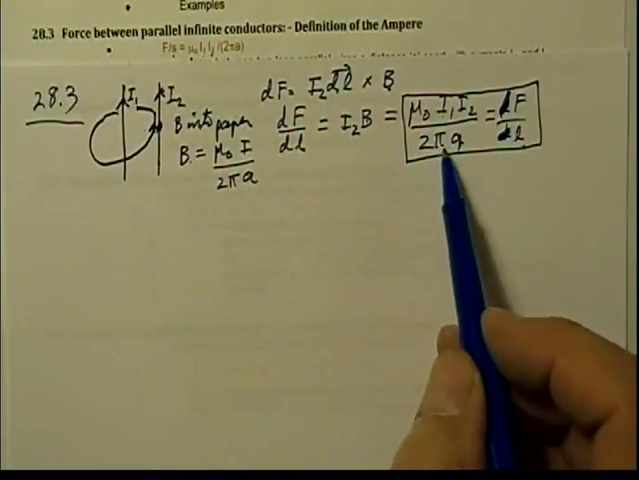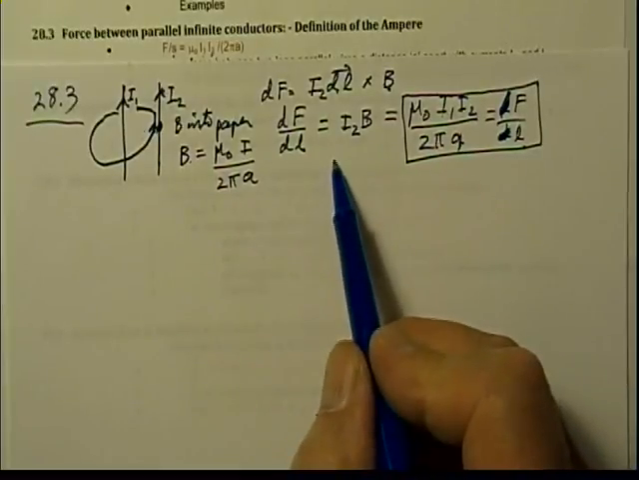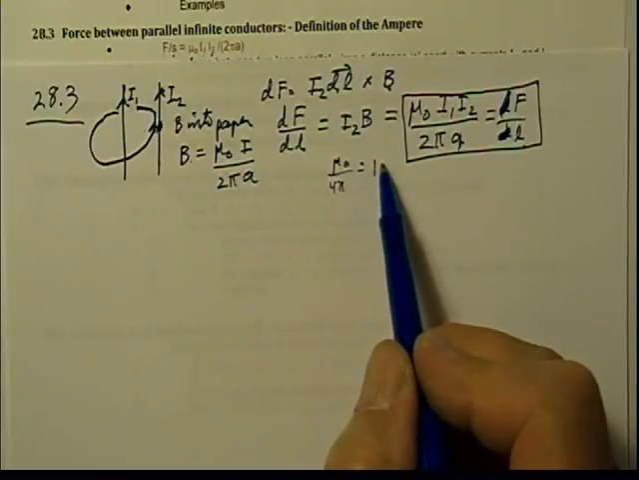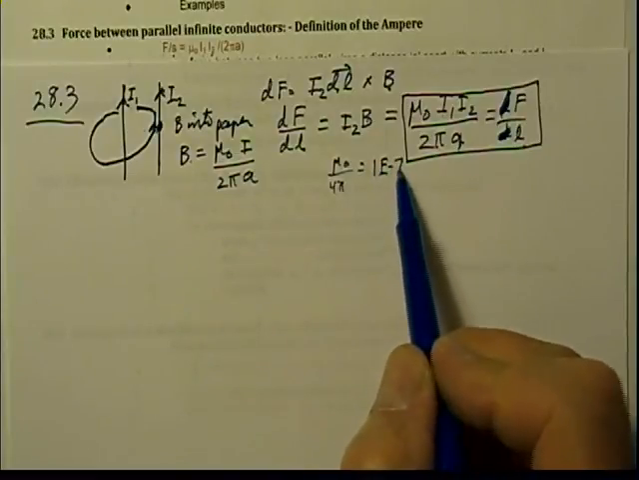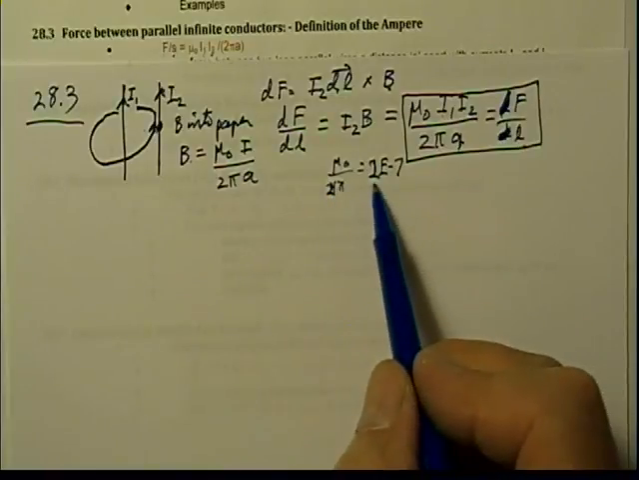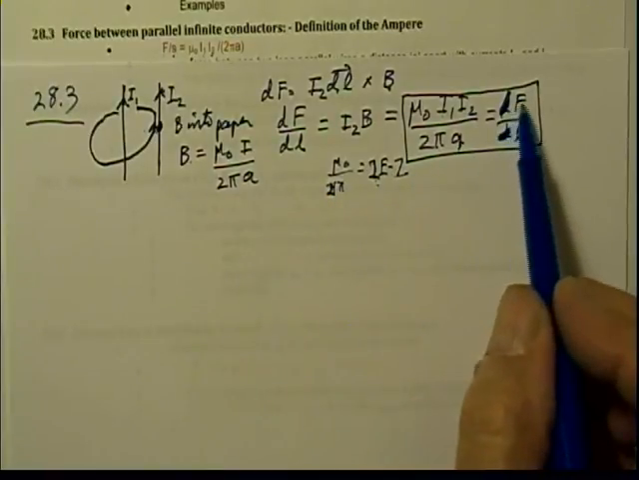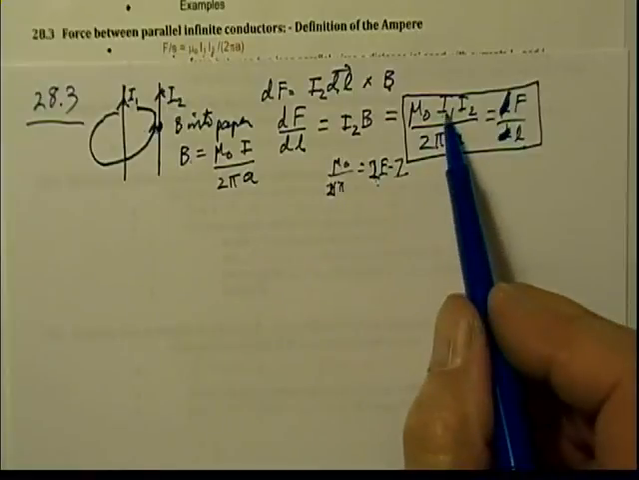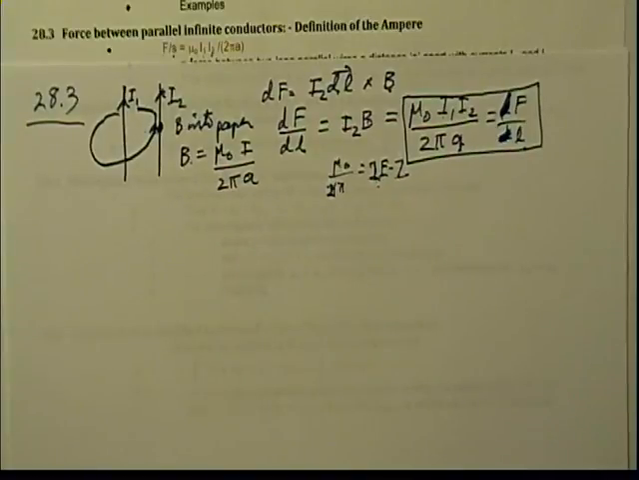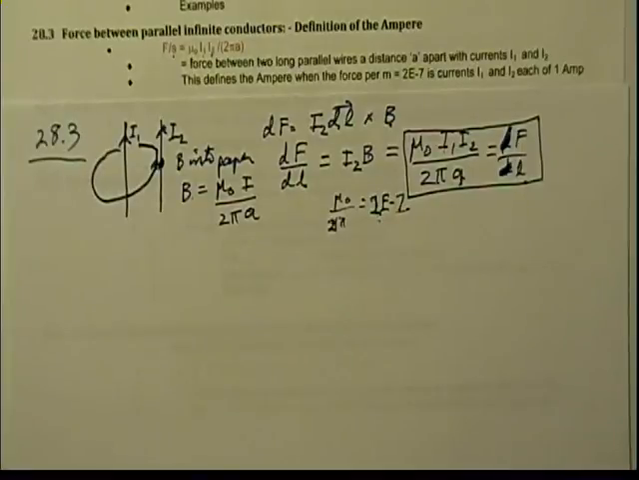You remember mu naught over 4 pi is equal to what? Mu naught over 4 pi is equal to 1 times 10 to the minus 7th. So this would be twice that much if it's over 2 pi. So 2 times 10 to the minus 7th is the force per unit length between two 1 amp currents a distance of 1 meter apart. And that's used to actually define the ampere. Once we define the ampere, then of course we can define the coulomb.